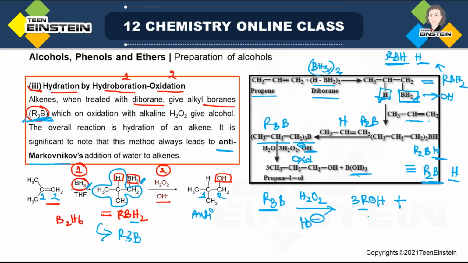Now if you put the actual R group, which in this case is CH3CH2CH2, three carbons, you are basically getting finally three molecules of propanol. Okay, so this is the hydration method by hydroboration oxidation, where the overall reaction is basically hydration. And remember, one important feature is that it is anti-Markovnikov addition of water to the alkene.